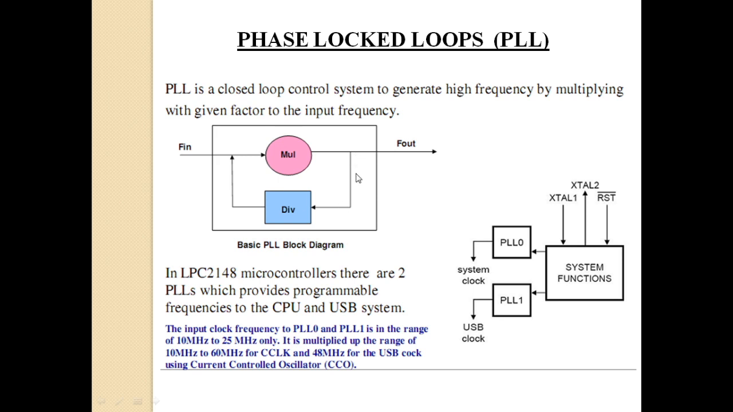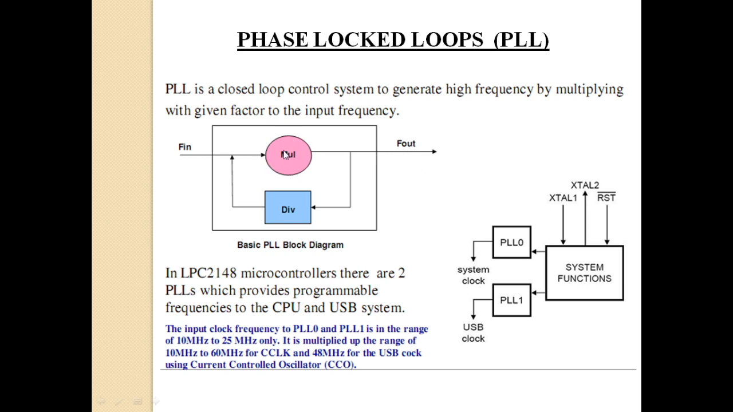The divider is used for the feedback. This is a multiplier. You give a clock input and a multiplying factor. So if you give 12 megahertz and the multiplication factor is 2, you will get 24 megahertz at the output. How will the processor verify that you are getting 24 megahertz? This frequency output is fed back to the input through a divider block, which acts as a feedback path. So by configuring the multiplying factor and the division factor, you can configure the actual output frequency.